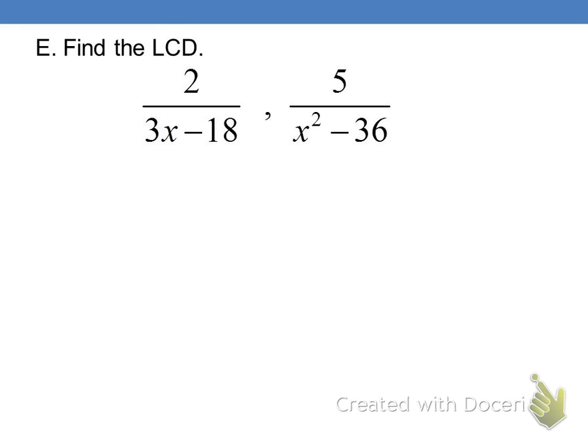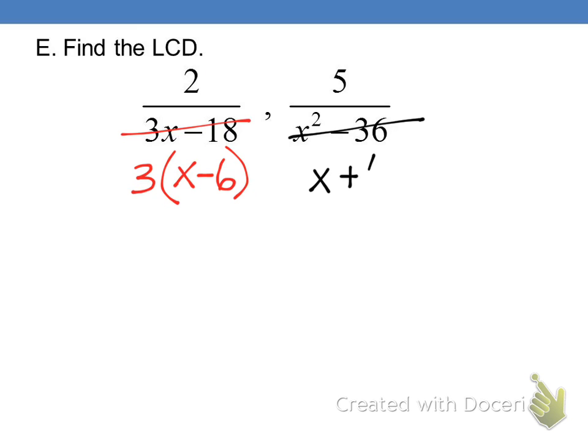So what can I factor out of 3x minus 18? You can factor out a 3. So I'm going to rewrite that as 3 times x minus 6. All right, and x squared minus 36. How does that factor? That's a difference of 2 squares. So I have an x plus 6 and an x minus 6.